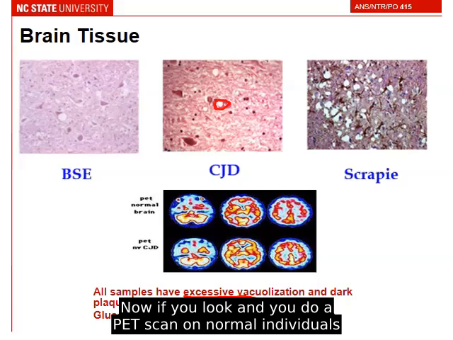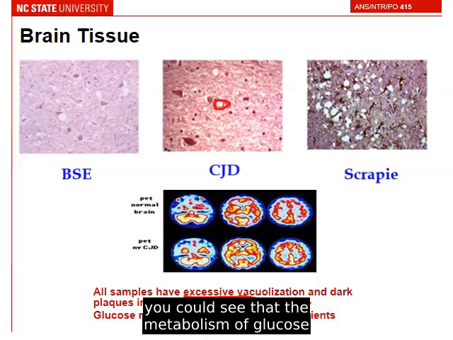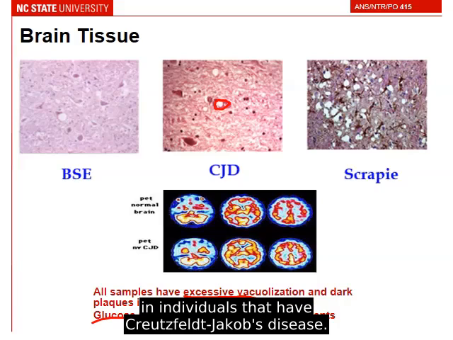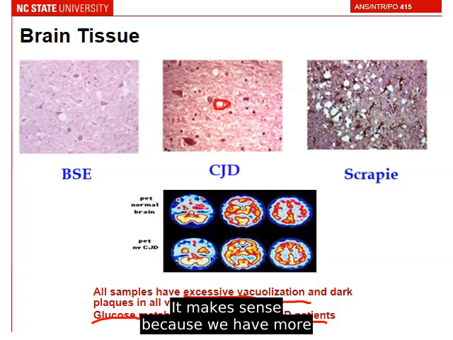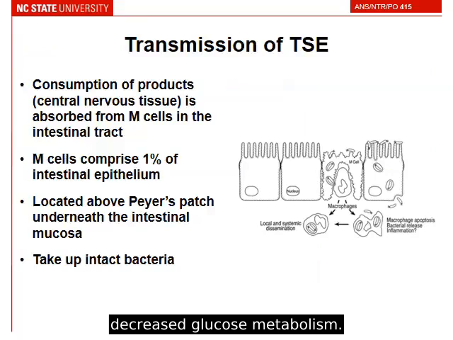Now, if you do a PET scan on normal individuals, and one that has Creutzfeldt-Jakob disease, you could see that the metabolism of glucose is altered. So our glucose metabolism is reduced in individuals that have Creutzfeldt-Jakob disease. It makes sense because we have more vacuolization, so we have less cells that are surviving. So therefore, we have decreased glucose metabolism.